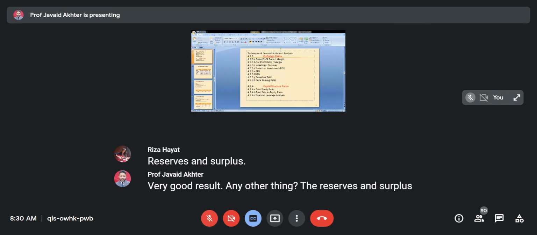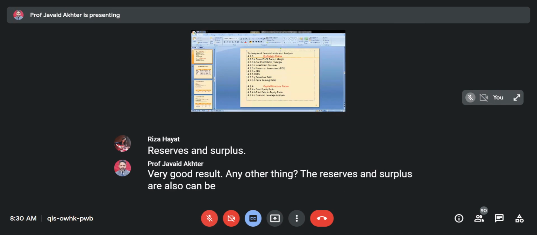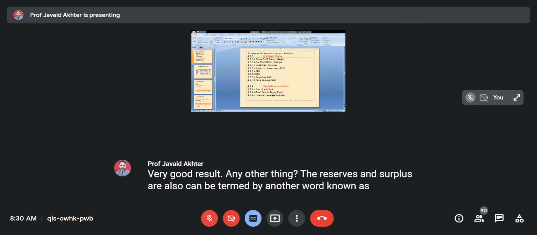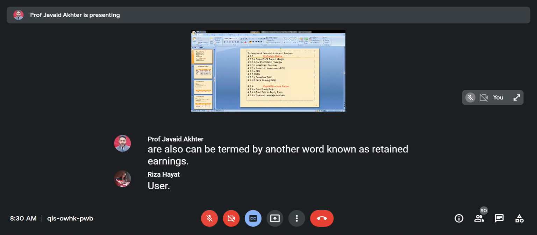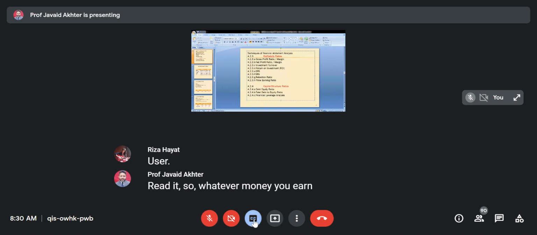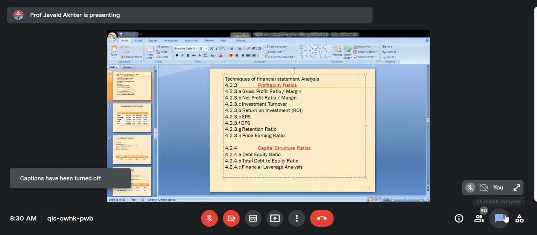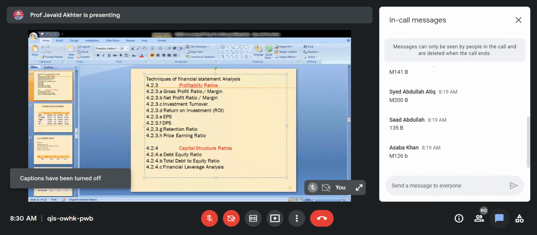Reserves and surplus can also be termed by another word known as retained earnings. Retain: whatever money you earn and you did not pay out, naturally that will form reserves. For retained earnings, reserves, there is only one more word to be added, which is free reserves.